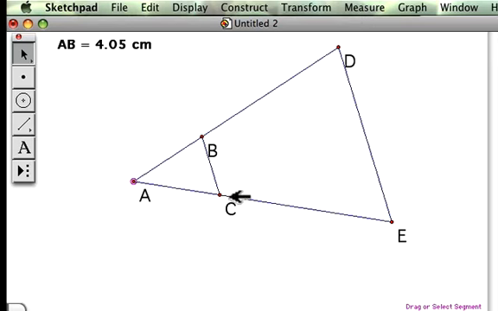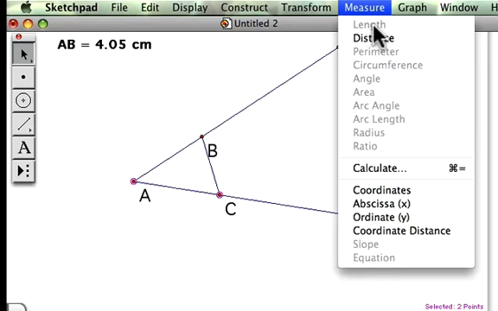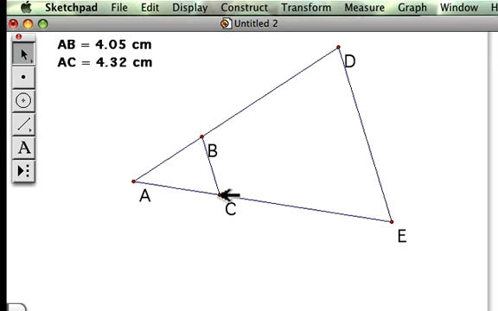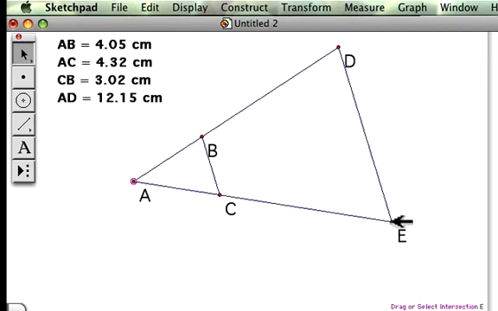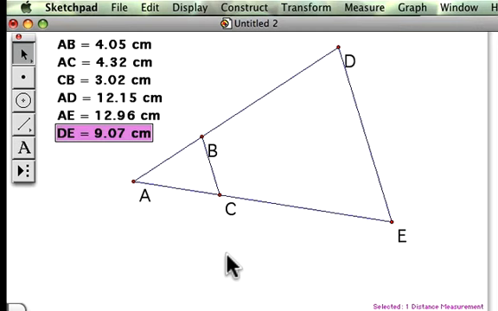You're going to repeat this for all the sides in the small triangle. So now we're going to measure the distance between points A and C, and also between points B and C. Now you're going to measure the distance between the vertices in the larger triangle. And so now we're going to compare the corresponding side lengths of these two triangles. And remember that triangle ABC was 3 times smaller than triangle ADE.